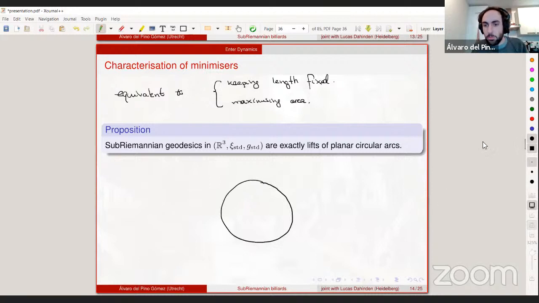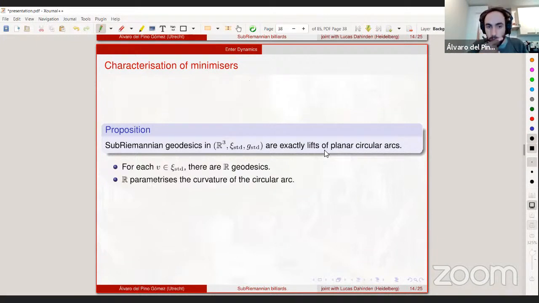So this is what you want to do. And therefore, this is what the proposition says. The proposition says subriemannian geodesics in R3 are exactly lifts of planar circular arcs in the plane. Is that clear? So at the end of the day, we're just looking at constant curvature curves in the plane, which is pretty cool. And now let's see what this says. So let's go back to the picture we had before.